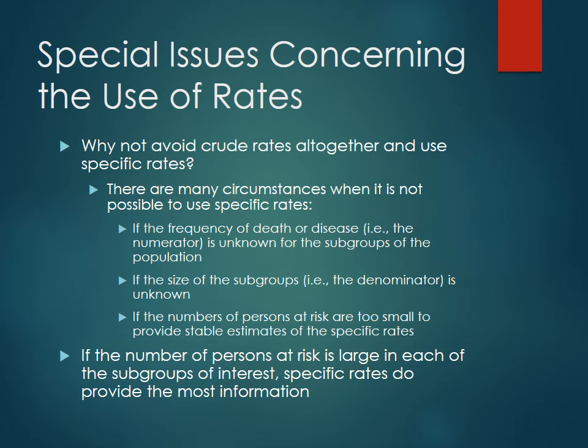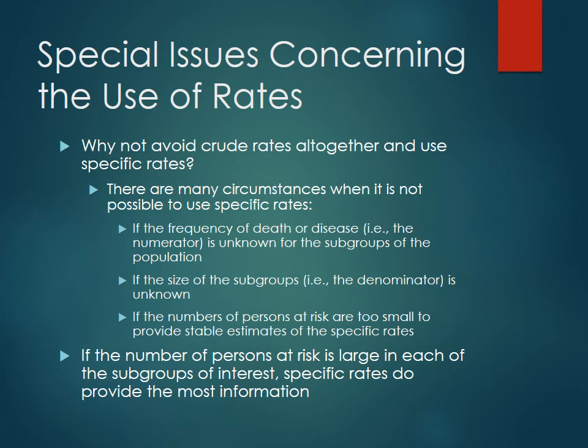So it's hard to do age-specific rates at that point. If the size of the subgroups is unknown, so again, I don't know how many patients are aged, say, 70 to 80, that makes it difficult to make that calculation. And then if the numbers of persons at risk are too small to provide stable estimates of the specific rates, so if you have a very small number of people who are at risk for an event, and that number does not stay stable from time period to time period, that can also make it difficult to compare.